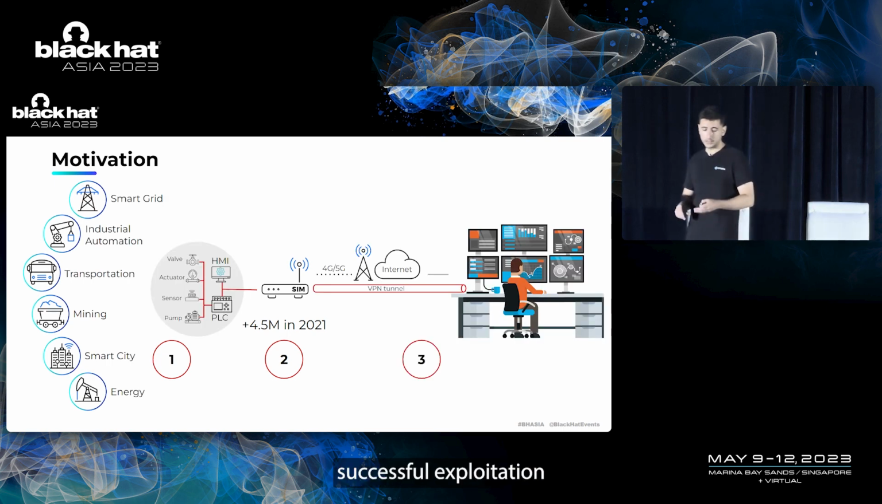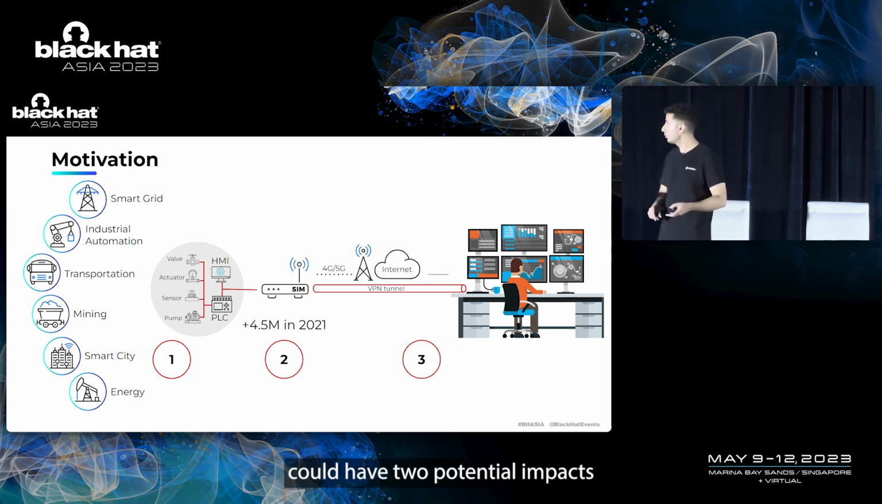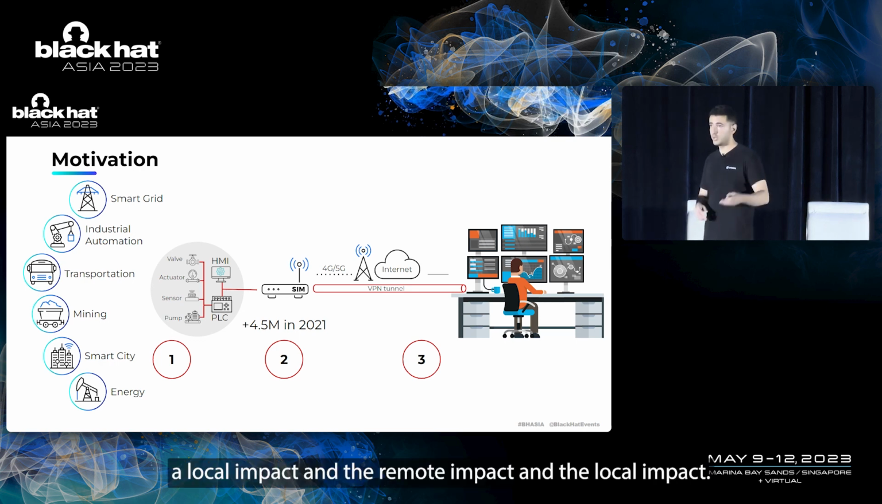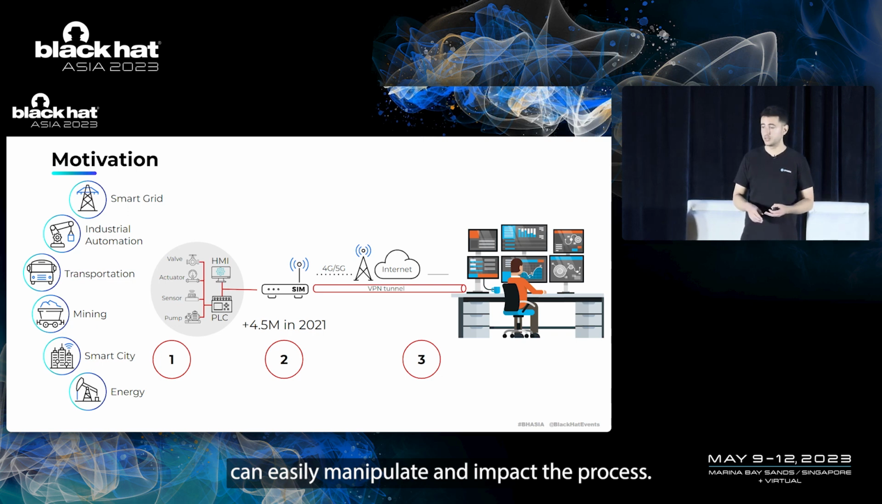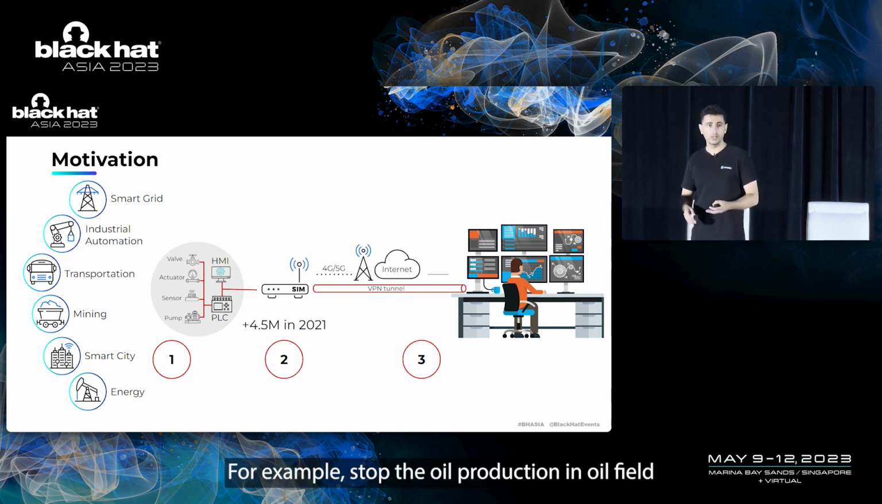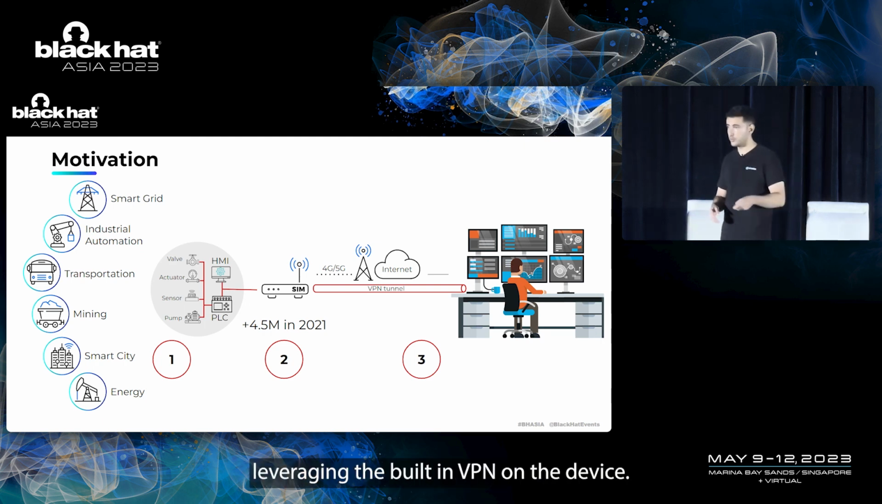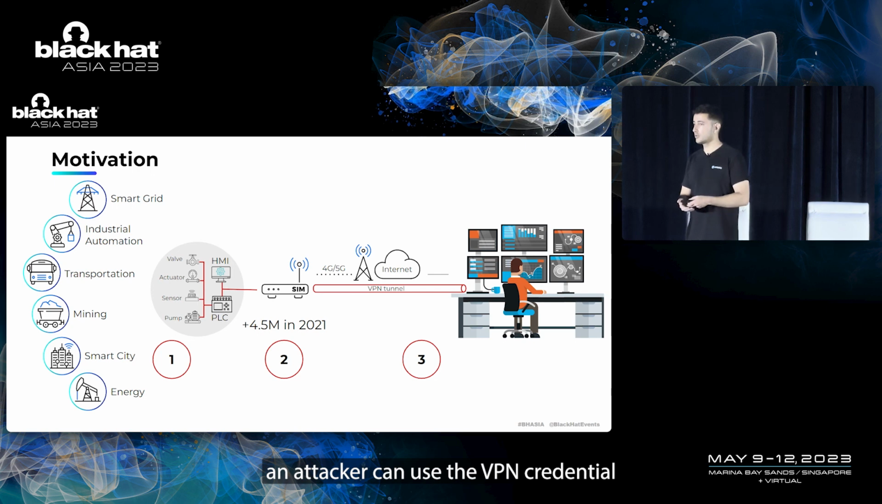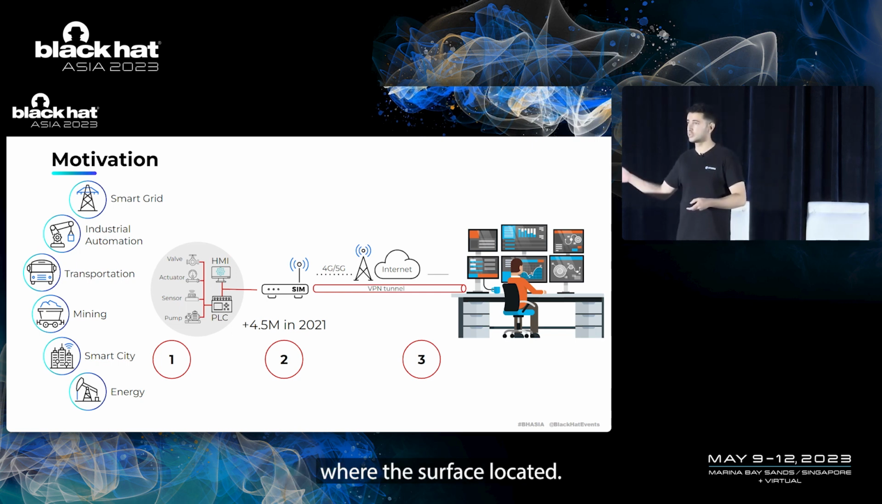And third, successful exploitation of the industrial cellular routers and gateways by attackers could have two potential impacts, a local impact and a remote impact. The local impact: since the industrial devices and protocols are insecure by design, an attacker with direct access to them can easily manipulate and impact the process. For example, stop the oil production in an oil field. And the remote impact: leveraging the built-in VPN on the device, if in use, an attacker can use the VPN credentials in order to perform lateral movement to the other side of the VPN connection, where the SCADA server is located.